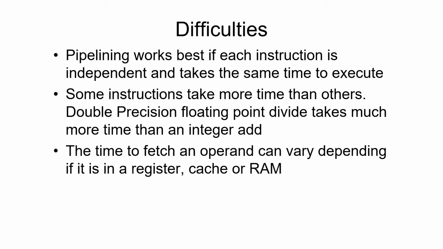There are some challenges with making pipelines work. In the previous examples, that was the ideal case where each thing is working independently, and each step takes the same amount of time. But some steps take longer than others. In most machines, double precision floating point divide takes more time than almost any other instruction. In particular, it takes much more time to do a double precision floating point divide than it does to do an integer add. So if you have the execution time for the divide and the execution time for the add, they're not going to be the same length.